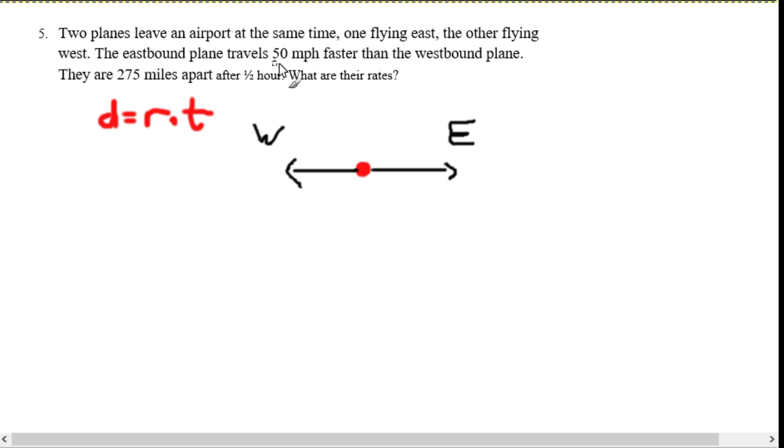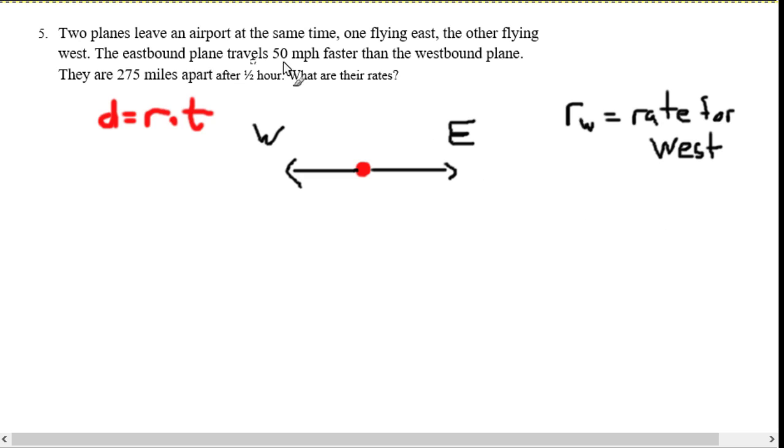The eastbound plane travels 50 miles per hour faster than the westbound plane. So what they're telling us is the rate of the eastbound plane here. Okay. So let's do R W. This is my rate for the westbound plane. For westbound. Okay.